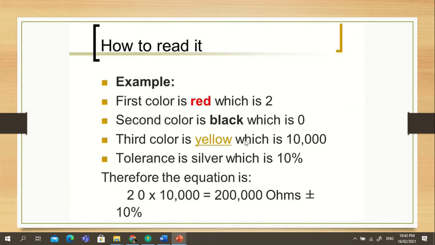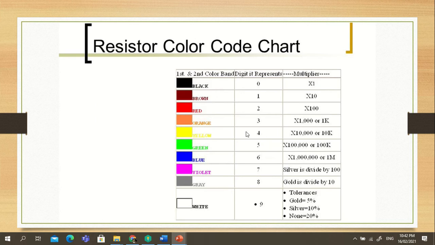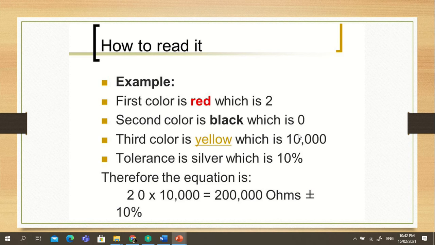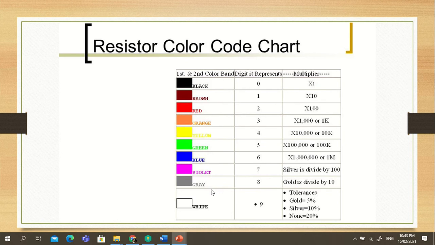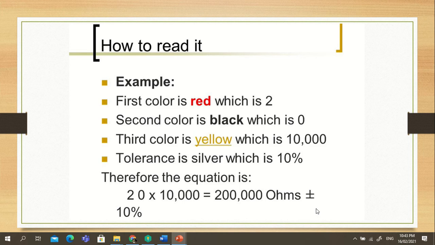Okay, so yellow means 10,000. So you have to multiply the first two numbers by 10,000. All right. Then the tolerance is silver. If the tolerance is silver, if you look at the chart, where's the silver here? Okay, we have here the silver. So it means that the tolerance is plus or minus 10%. All right, so therefore, the equation is 20 times 10,000 equal to 200,000 ohms.